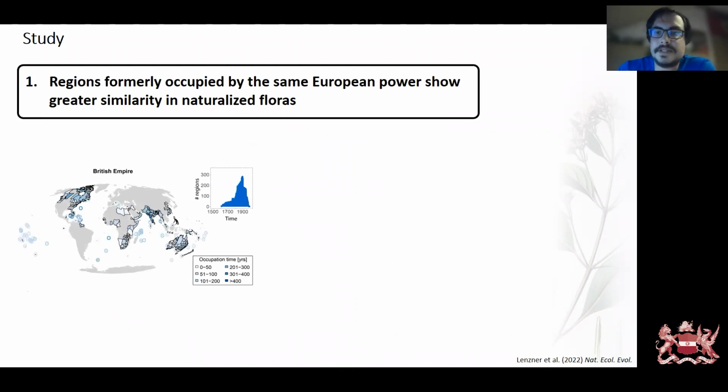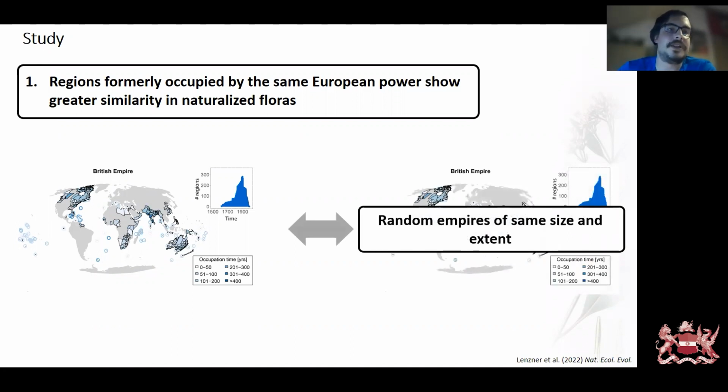pairwise similarities between any number of regions using the concept of zeta diversity. So we looked at pairs and 3 regions, 4 regions of these empires and calculated mean pairwise similarities of all these combinations. We did this for the regions that we know were occupied by the empires back then, and compared them to random empires of the same size and extent.